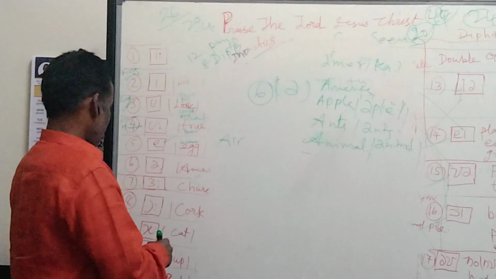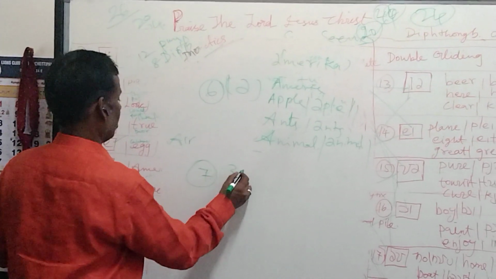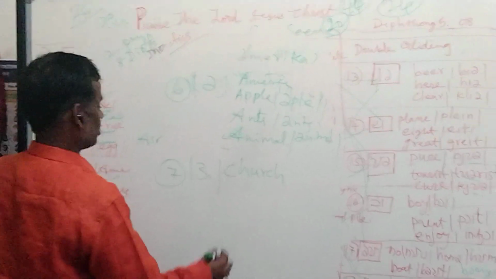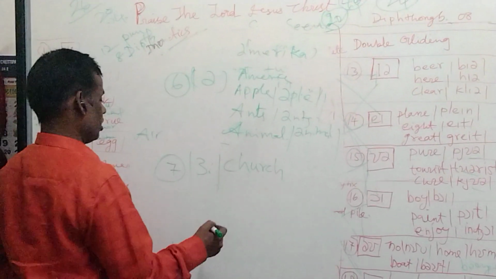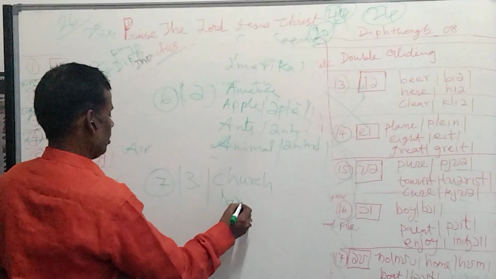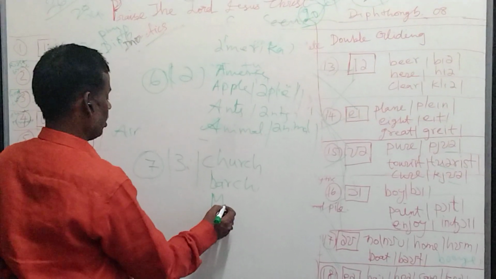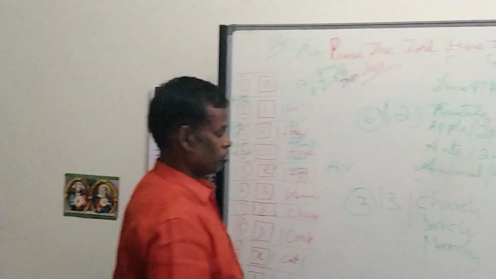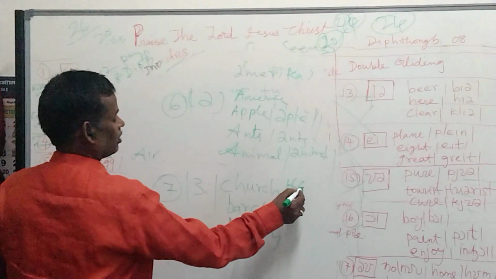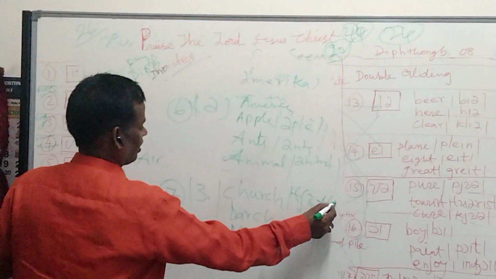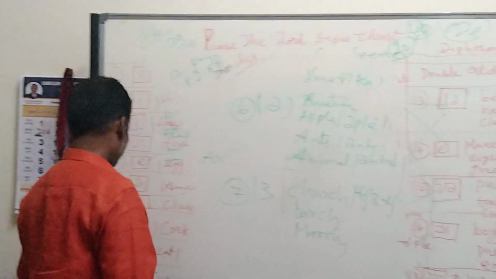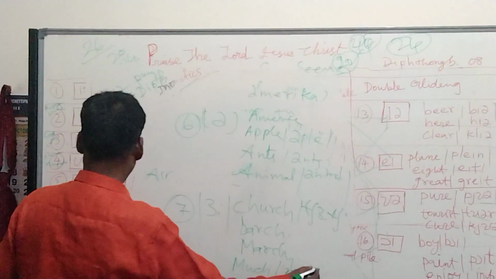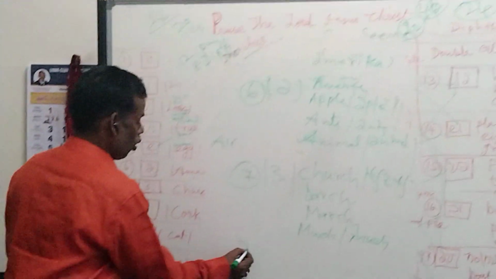Next is the seventh pure vowel, as in church, C-H-U-R-C-H, church, and also barge, march, M-A-R-C-H, march. Church, like this C-H. Again you have to write it like this, church, and much, much more, M-U-C-H.